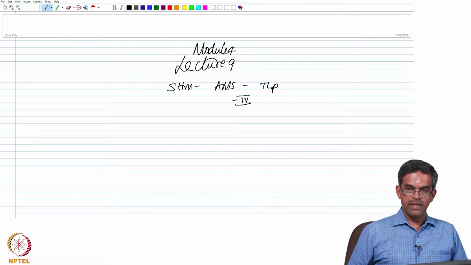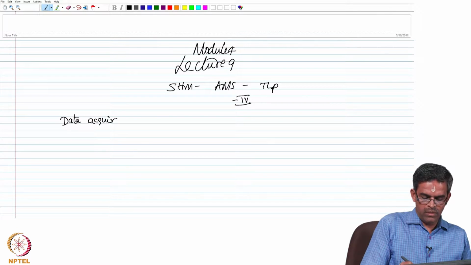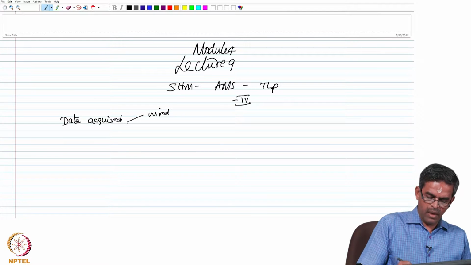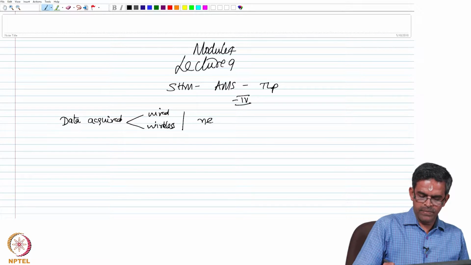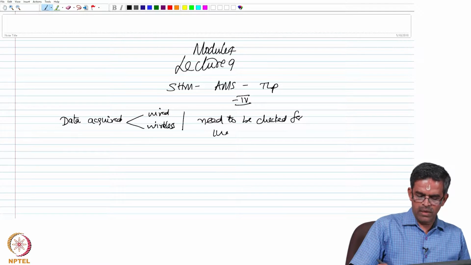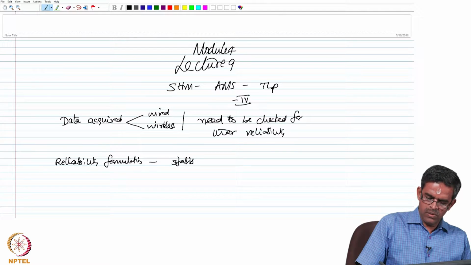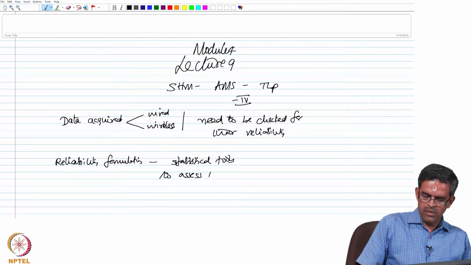In the last lecture we said that the data acquired from wired and wireless both need to be checked for their reliability. So, now the problem is a reliability formulation. One can use statistical tools to check or to assess the data.